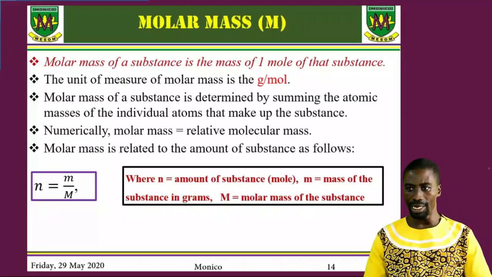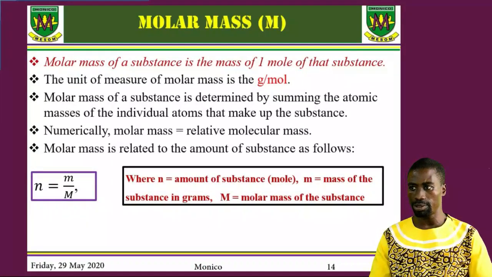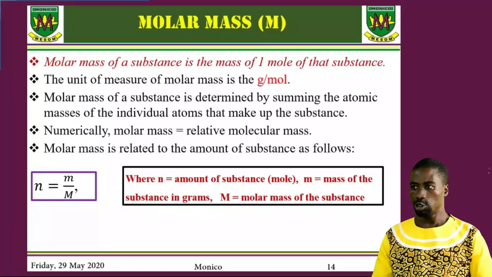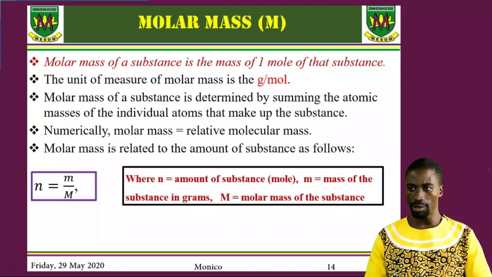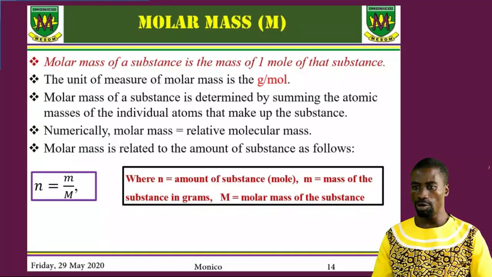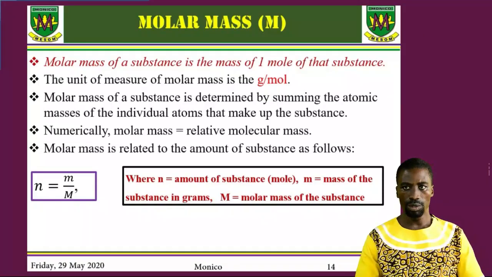Good. So we are saying that the small n represents amount of substance, the small m represents mass of a substance in grams, and then capital M represents molar mass in gram per mole.